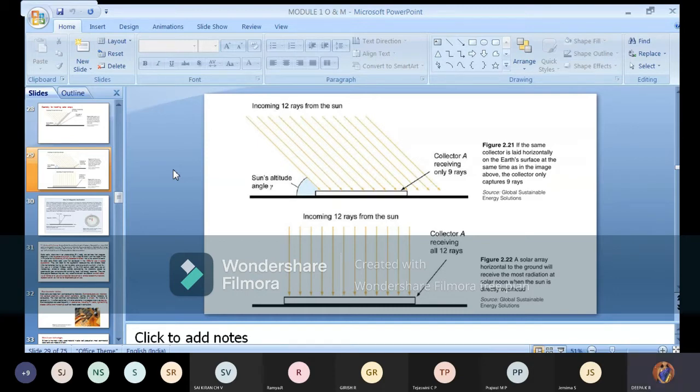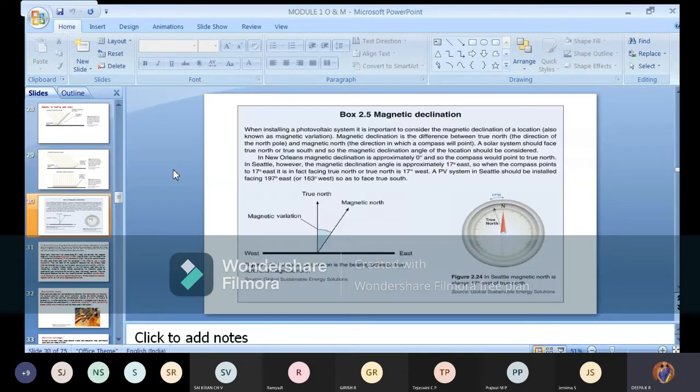Next, we have discussed the magnetic declination, because this is very important to decide how to place that solar collector. Yesterday we discussed the calculation part also. If it is moved 17 degrees north, we can place it in both versions, connecting that angle in terms of west or in terms of east. That is given as 17 east in facing true north or true north in 17 degrees west.